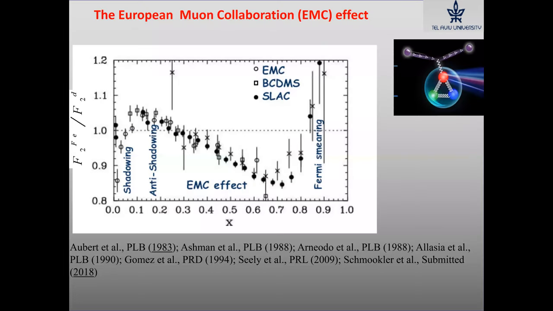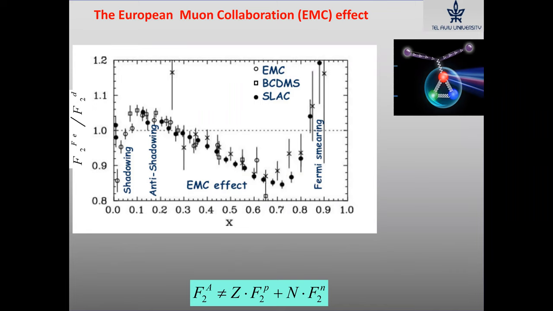And the best experimental pointer to this is called the EMC effect. What you can see here, F2, is the structure function. The structure function is a function that describes the momentum distribution of the partons inside the nucleon. We'll get to more detail on it. You can see here the structure function per nucleon in a heavy nucleus like lead compared to the deuteron. The important thing is that the structure function of the nucleus is not Z times the structure function of the proton plus N times the structure function of the neutron. If it were, it would go along this line of one. It's clearly not one. So we have all kinds of depletions and anti-shadowing and so on. And all this is called the EMC effect.